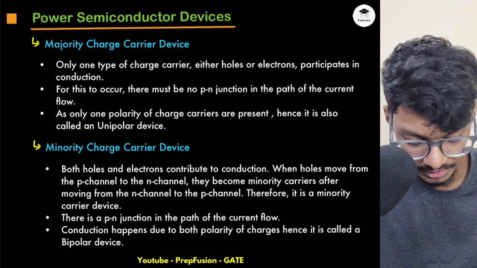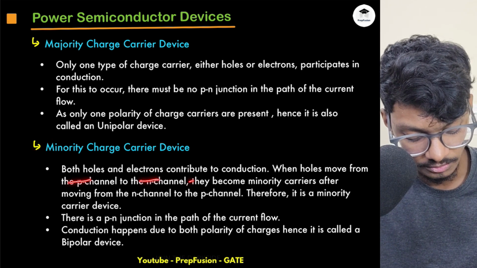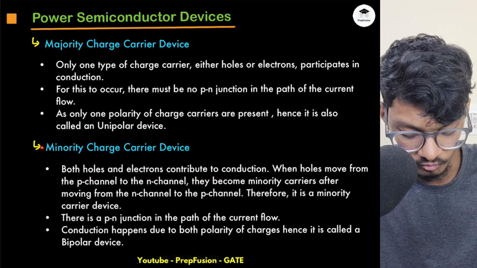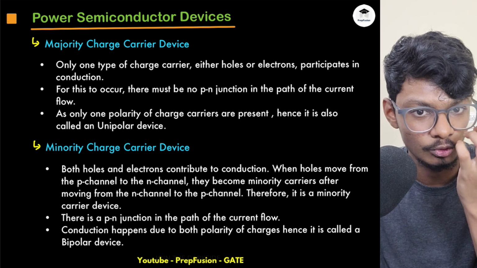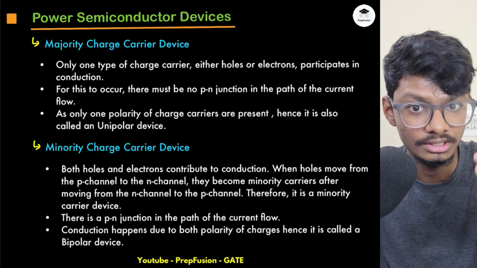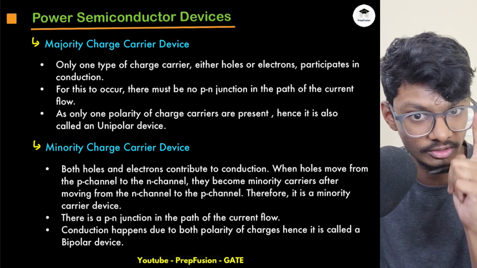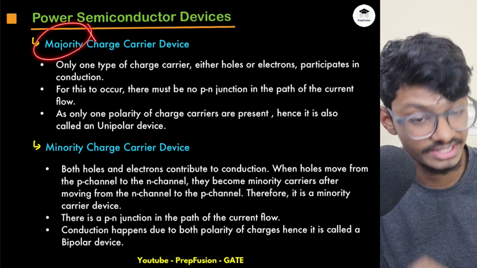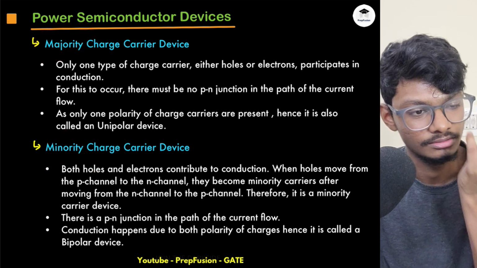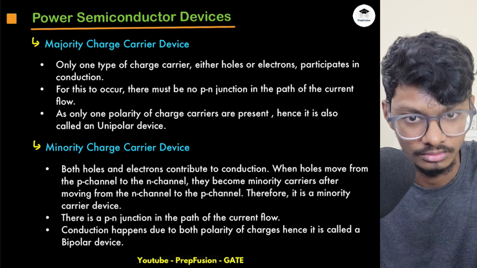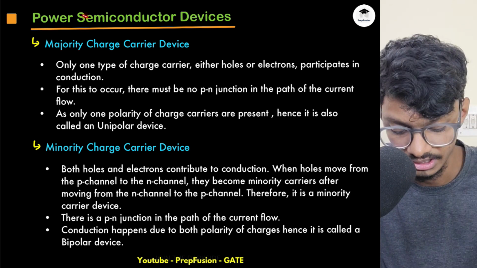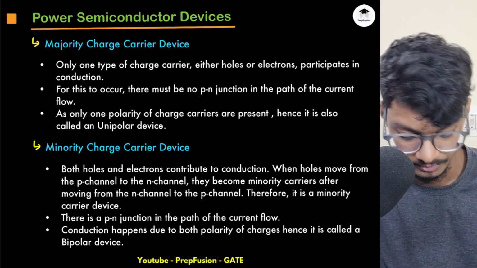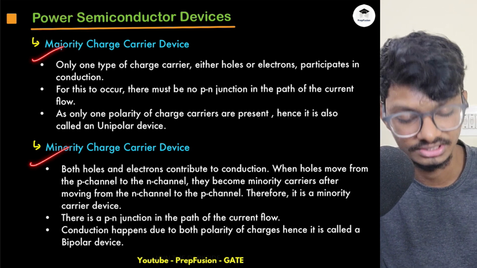Minority, what do you mean by minority? Minority means both holes and electrons contribute to conduction. So from where do we get this majority and minority name? Majority means majority of the current is flowing due to one particular charge carrier. That's why this is known as majority charge carriers. Minority means a bit of current is flowing due to electrons, a bit of current is flowing due to holes. So both electrons and holes are involved here, whereas there one charge carrier will be majority.